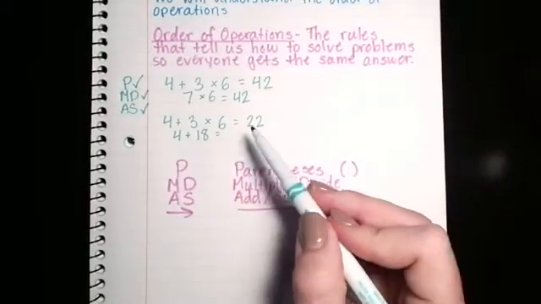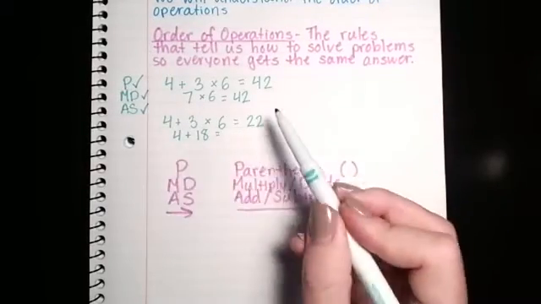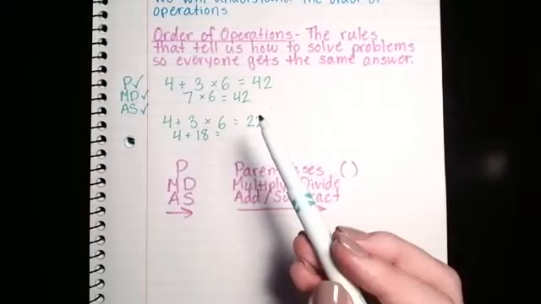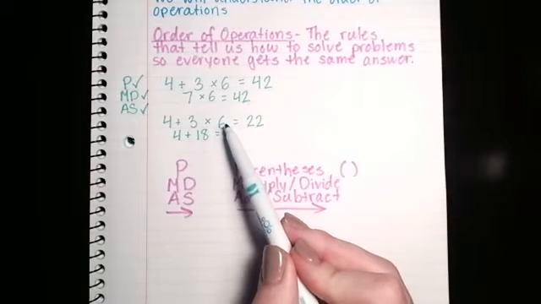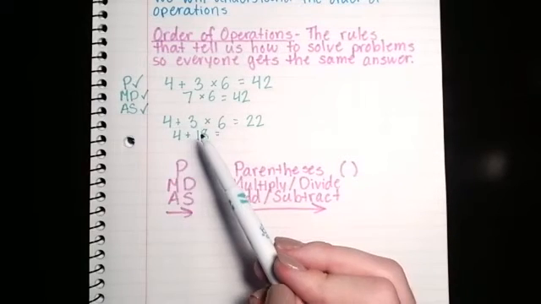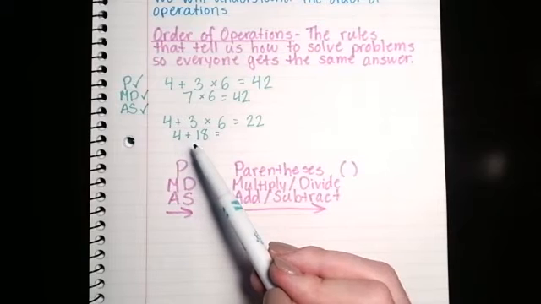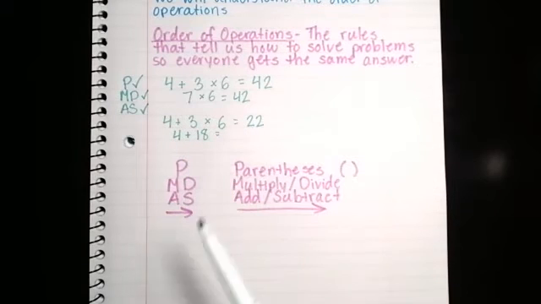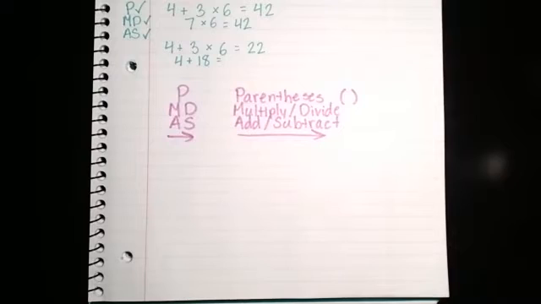So when I check that off, I now found that this is actually my correct order to do it in. 3 times 6 first, because that's multiplication and division, then the addition, okay? And that will end up with 22, okay? So let's do a couple example problems using our order of operations, okay?